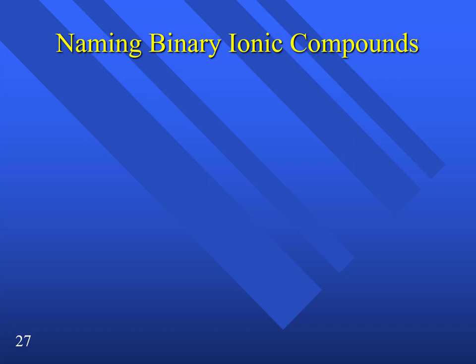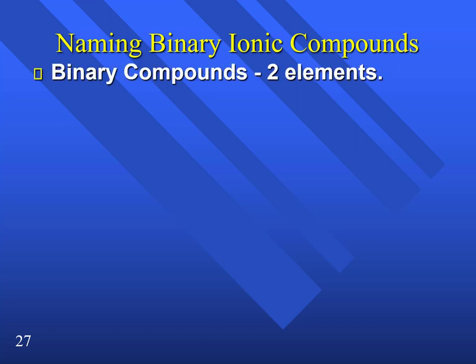Okay, so going from the formulas to the names. We've done all the pieces that we need to do it. We've done the learning. We just got to think about what it means to go backwards. So I put up here binary ionic compounds. What does binary mean? Binary means 2. So binary compounds are going to be something with 2 elements in them. 2 capital letters in the formula. Everything you did yesterday was binary. Make sense?